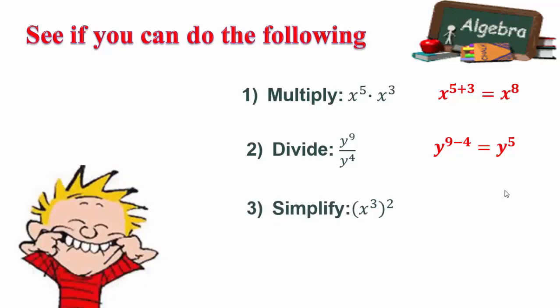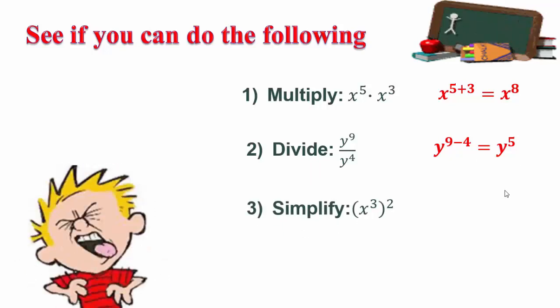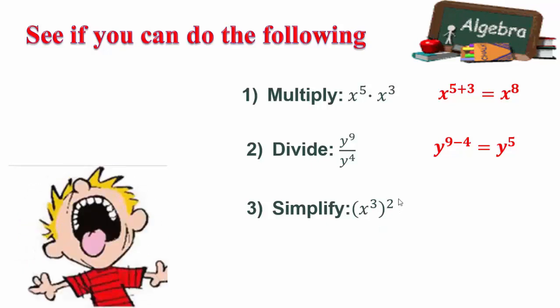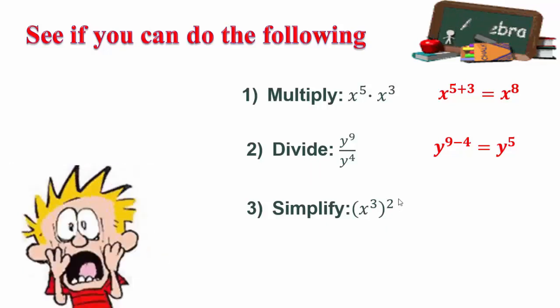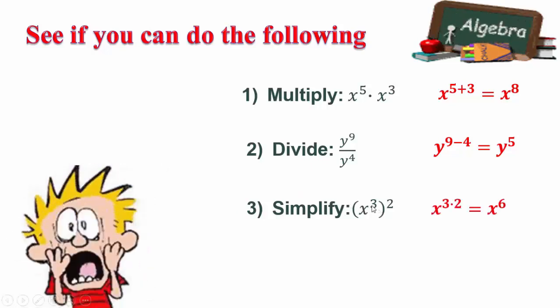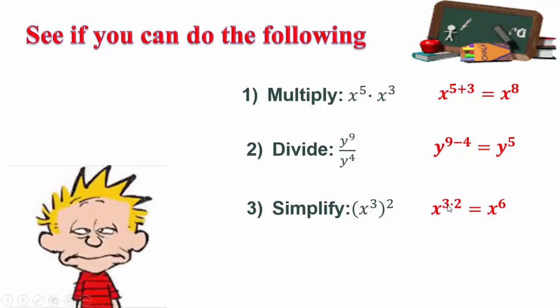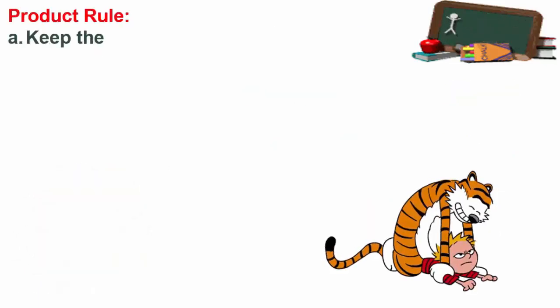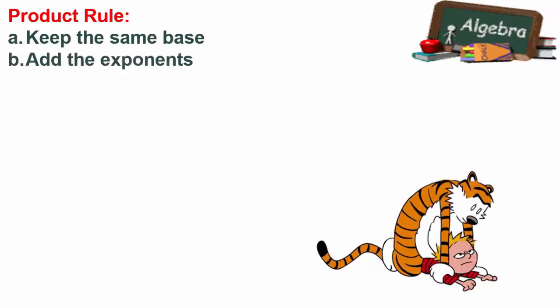And then finally, here we have an exponent, or a power to a power. And if you haven't learned it before, don't worry about it. We're going to learn it. And if you have, just see if you remember how to do it. When we have a power to a power, we multiply, so it's 3 times 2, and that will give you x to the sixth.